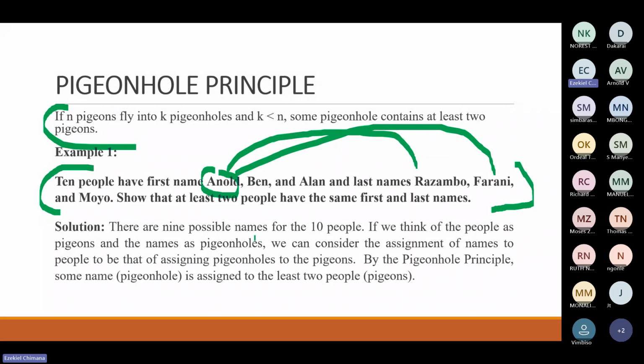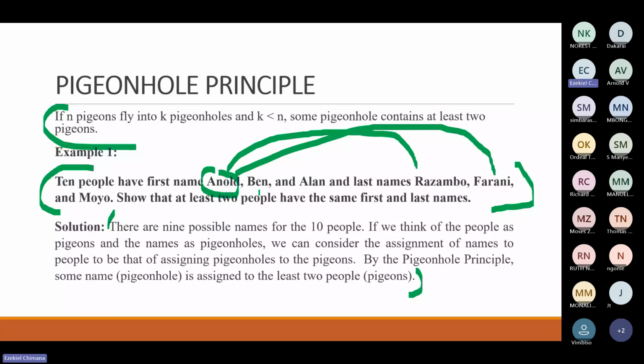So there are 9 possible names for the 10 people. If we think of the people as pigeons and the names as pigeonholes, we can consider the assignment of names to people to be that of assigning pigeonholes to pigeons. So by the pigeonhole principle, some name, which is a pigeonhole, is assigned to at least 2 people, which are pigeons. That's how you answer this question.